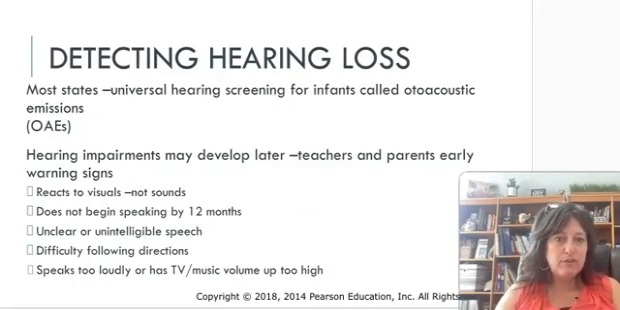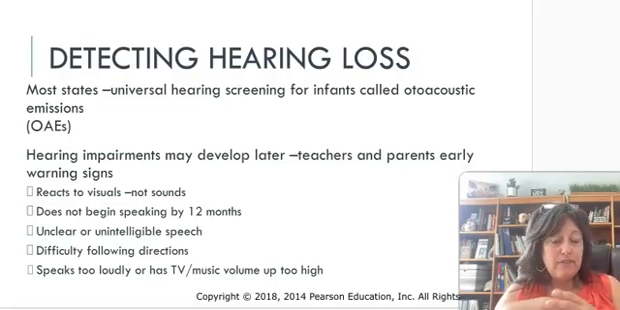Most states have universal screening for infants, though these hearing impairments can develop later. Abby's didn't develop until she was about 6 months old. And looking back, these warning signs are now triggers that I see, but I didn't understand it then.